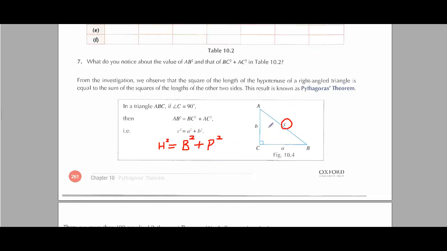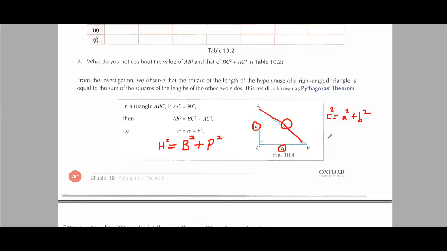So if you look at this diagram, the longest side is c, small c. So Pythagoras theorem can be written like this: c square is equal to a square plus b square, where these are the two sides left. We can also write Pythagoras theorem like this, and some people like this.